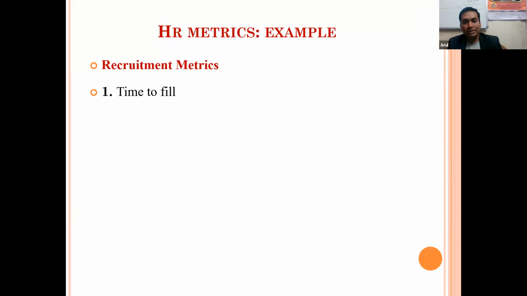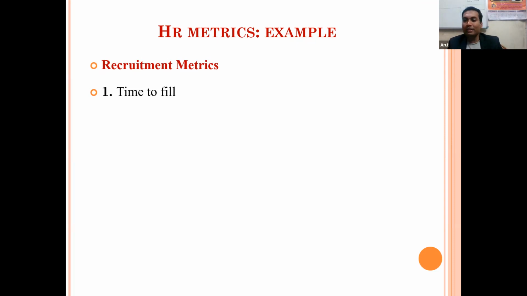One metric we are going to discuss, time to fill. Any idea what is time to fill and where we can use this metric? What is the objective behind this metric? Anyone? What exactly is the time taken to fill a particular position or vacancy? Very good, Indra madam. So what is the use of the time to fill metric? Anyone?